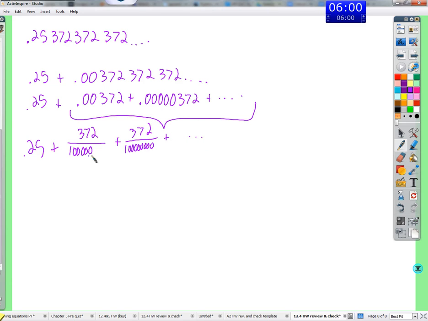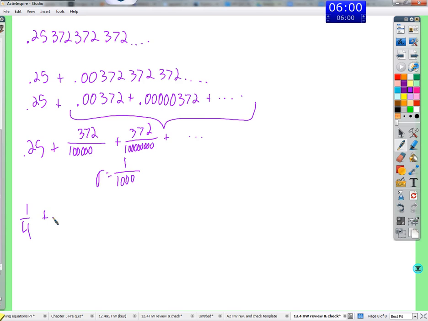Okay. So, is this a geometric series? Do we have an r? What do you multiply this by to get this? 1,000, because 1,000 has 3 zeros, so when you put 3 more zeros on there, we go from 100 thousand to 100 million. Yes. So r is what again? 1,000? Well, do I multiply this by 372? Oh, one over 100,000.